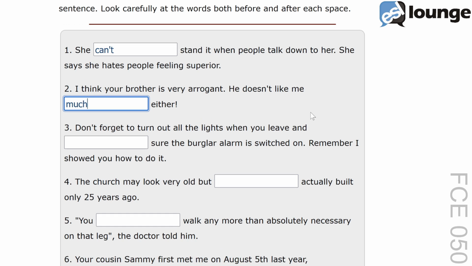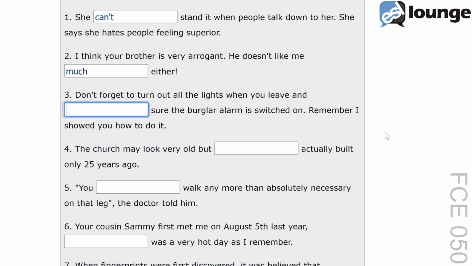Next up, question 3. Don't forget to turn out all the lights when you leave and blank sure the burglar alarm is switched on. Remember, I showed you how to do it. The correct answer is make. Make sure means to ensure something happens. To be sure. For example, make sure you lock the door. Another example is, she made sure everything was in order before leaving.